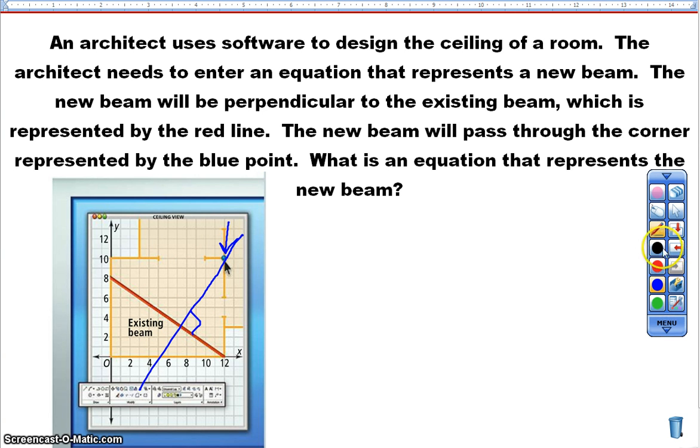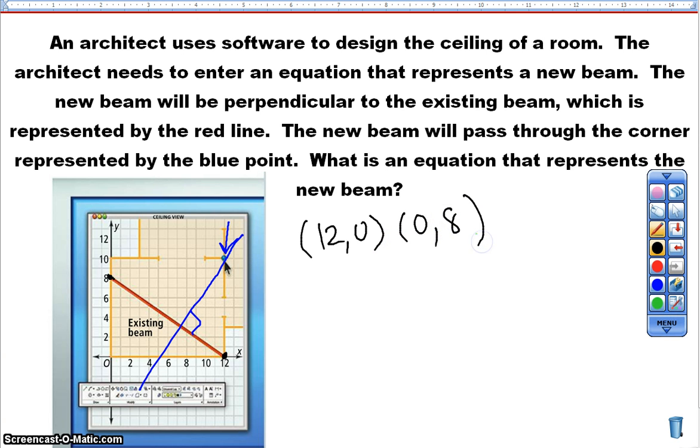So here's what I got to know. I got to know the slope of my blue line. Well, I don't know exactly where it is, so I can't really tell, but I can find the slope of the red line, flip it and change the sign. So here we go. What ordered pairs would be good? I probably would use 12, 0, looks like a good point to use. You could use 12, 0 and 0, 8 because it looks like they hit right there. 12, 0 and 0, 8.